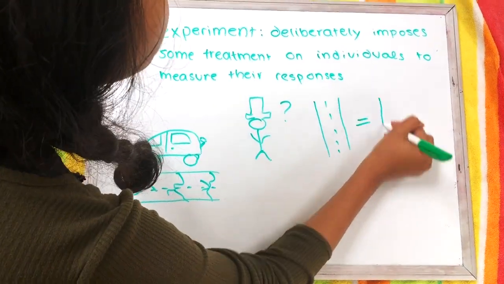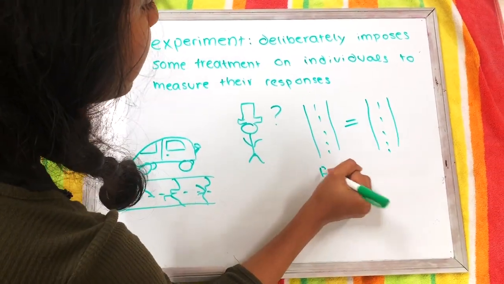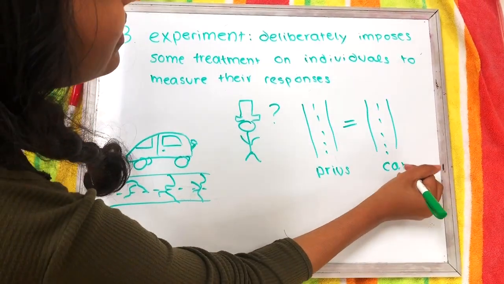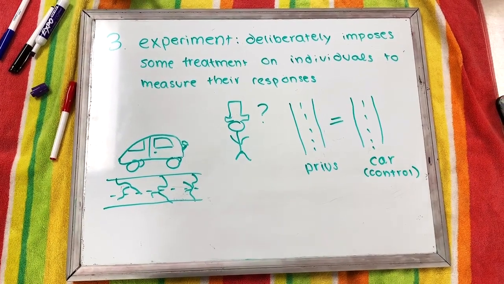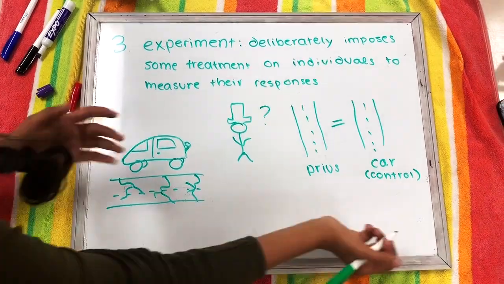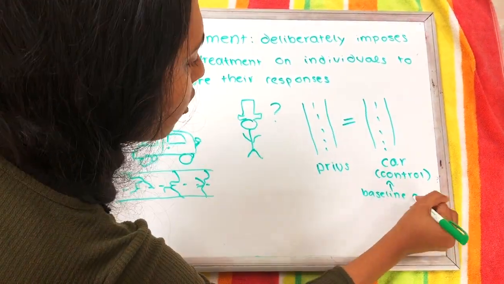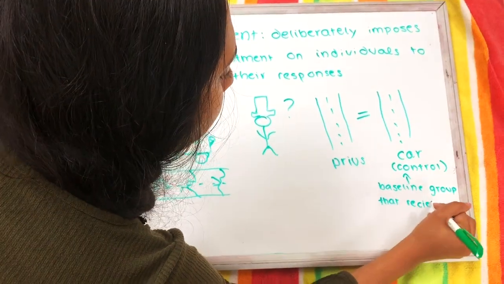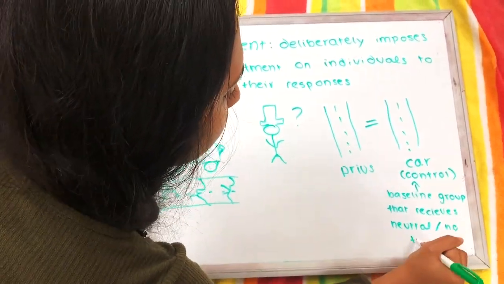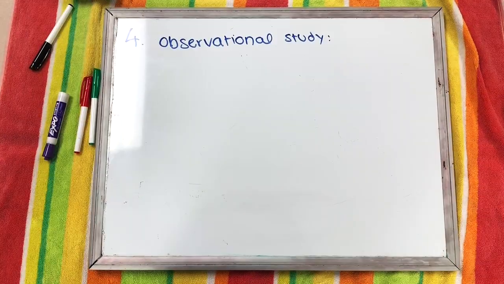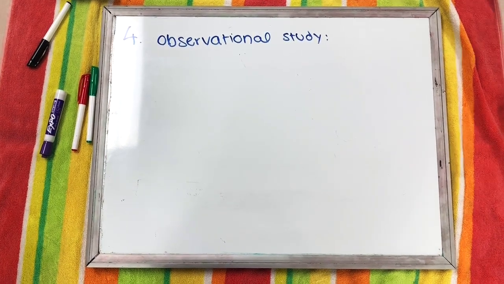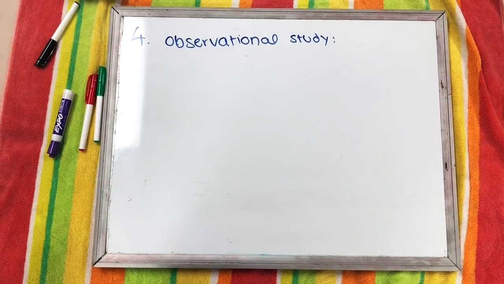He would have to randomly assign 2 roads of identical age and wear to either the Prius group or the control non-Prius group. A control is a baseline group that receives no treatment or neutral treatment. The governor would use this group as a comparison to the Prius group to see if the Prius population actually caused the road deterioration.